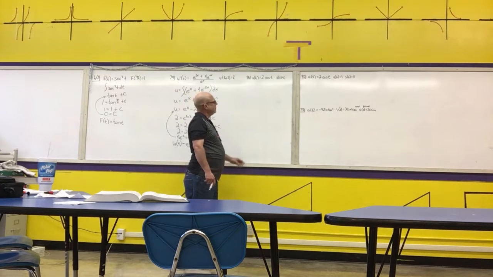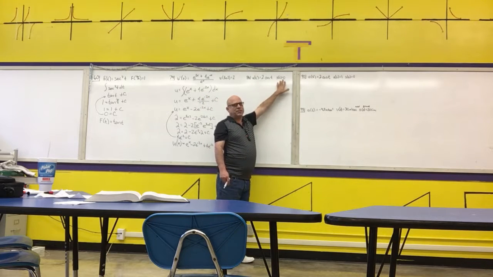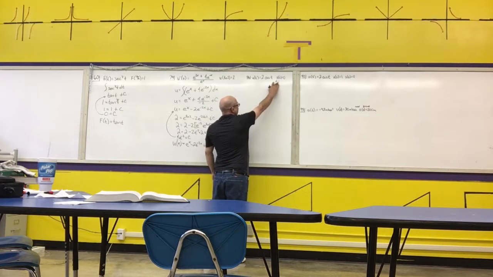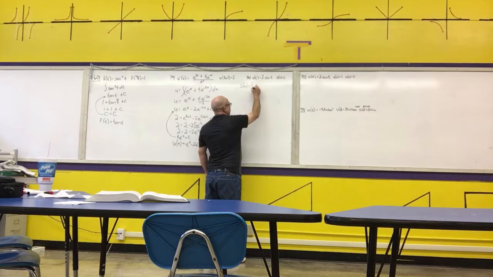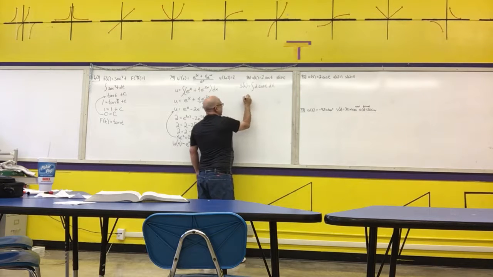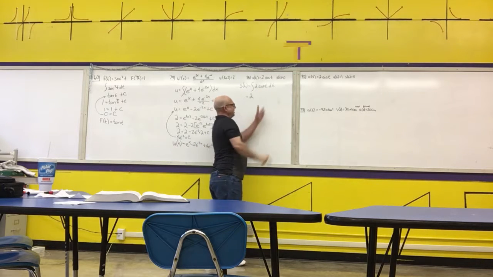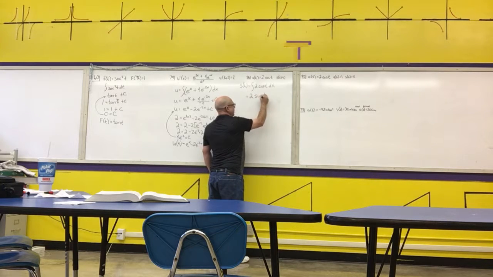Next problem is 86. They give us a velocity function and an initial position, and they want us to come up with the position function. So the position is the antiderivative of the velocity function. So the position function, s of t, is equal to the antiderivative of 2 cosine t dt. The 2 comes along for the ride. The antiderivative of cosine is which function has the derivative of cosine, and that would be sine of t plus c.